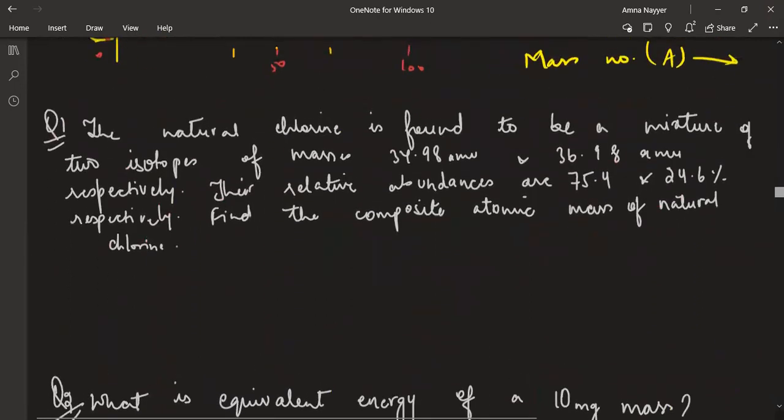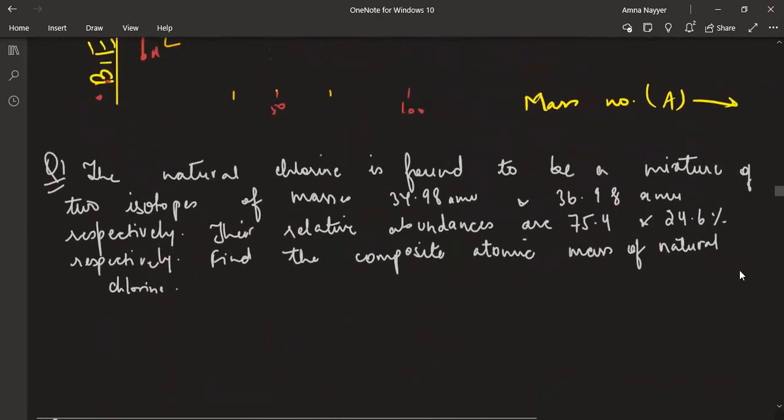Let's start with some of the questions. Yes, this is more a part of chemistry, but this has come, that's why I want to discuss it with you once. Natural chlorine is found to be a mixture of two isotopes of masses 34.98 AMU and 36.98 AMU. Their relative abundances are 75.4 and 25.6%. You have to find out the composite atomic mass of natural chlorine.